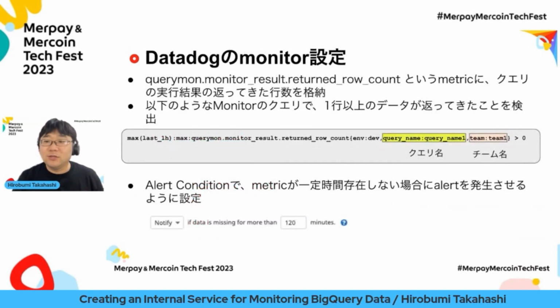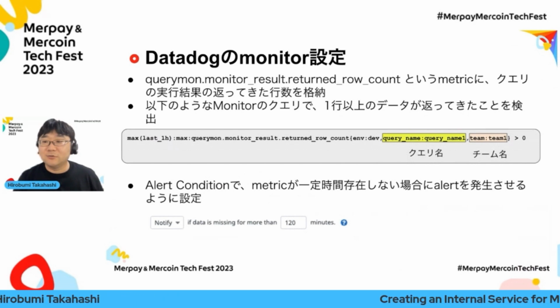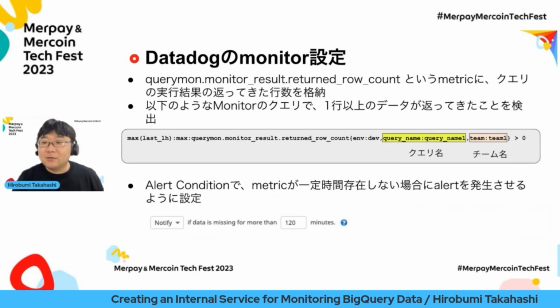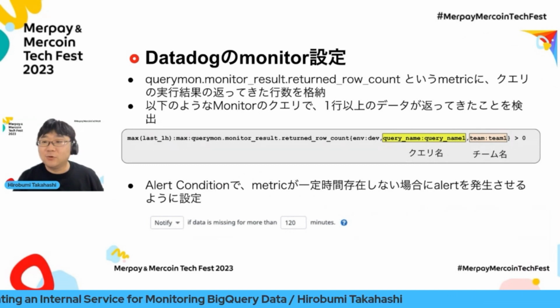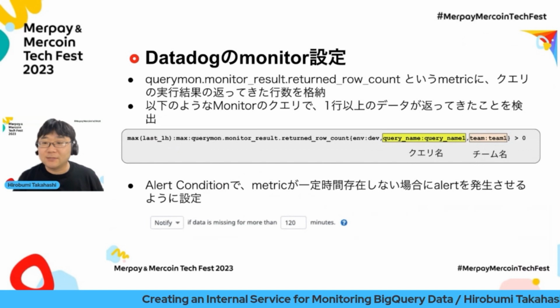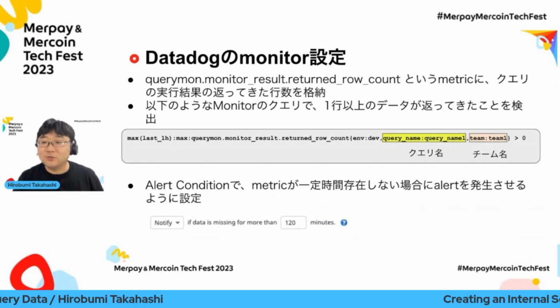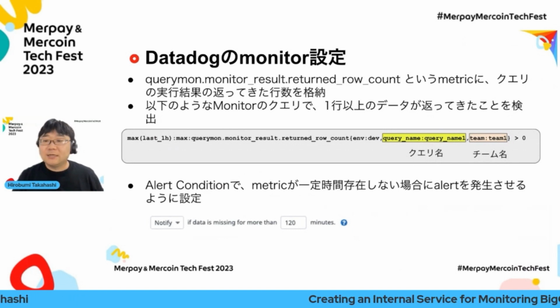Next, we set the monitor on Datadog. The monitor is set so that it sends a message to Slack when the metric conditions are met. Let's say data of more than one row came back. The metric value of the QueryMon monitor result row count is bigger than 0. We are able to set the conditions for sending a message using the Datadog query. And by adding the query name and team name to the Datadog query, we are able to select specific teams to send the notification to.